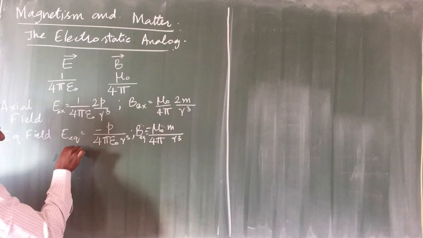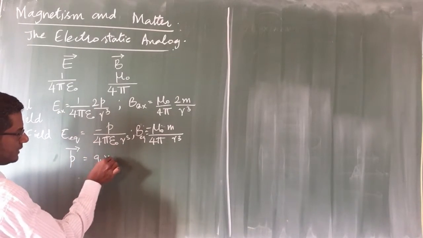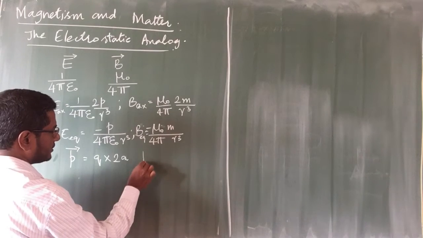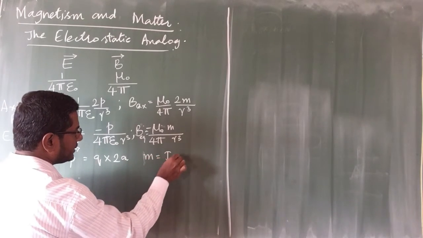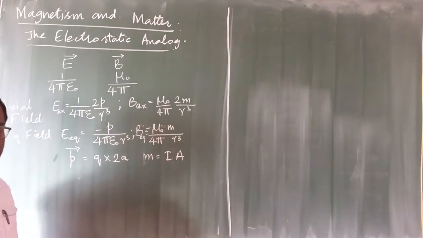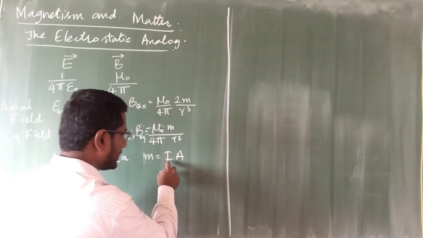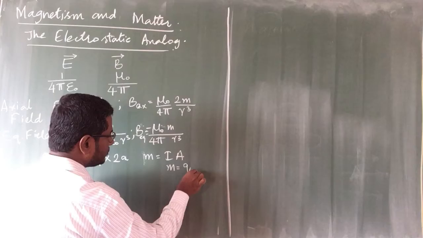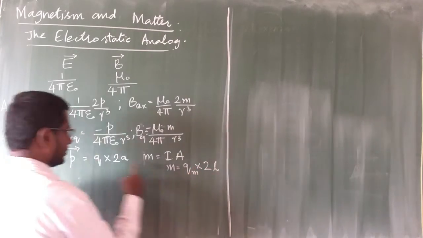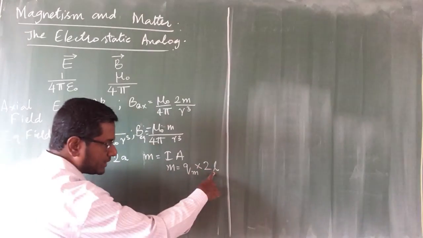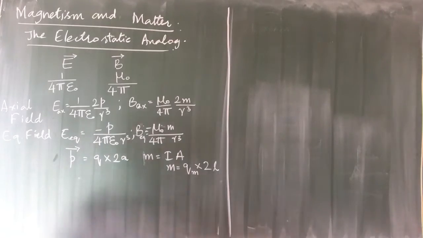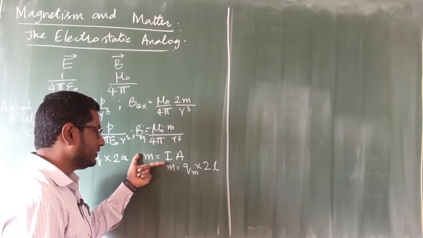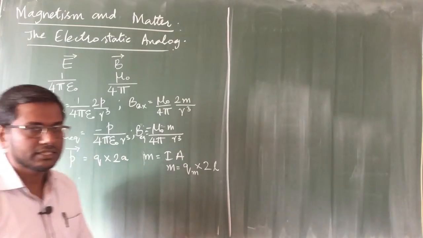Here the dipole moment was P is equal to Q into 2A. Here there will be two equations. M is equal to I into A, that is when we are using a solenoid or a loop, that is the current carrying loop. And if we have a bar magnet, the same M is going to be given by Qm into 2L. 2A represents the length of the dipole, 2L represents the length of the magnet. If it is a circular current loop or a revolving electron, then the dipole moment will be calculated as M is equal to I into A.